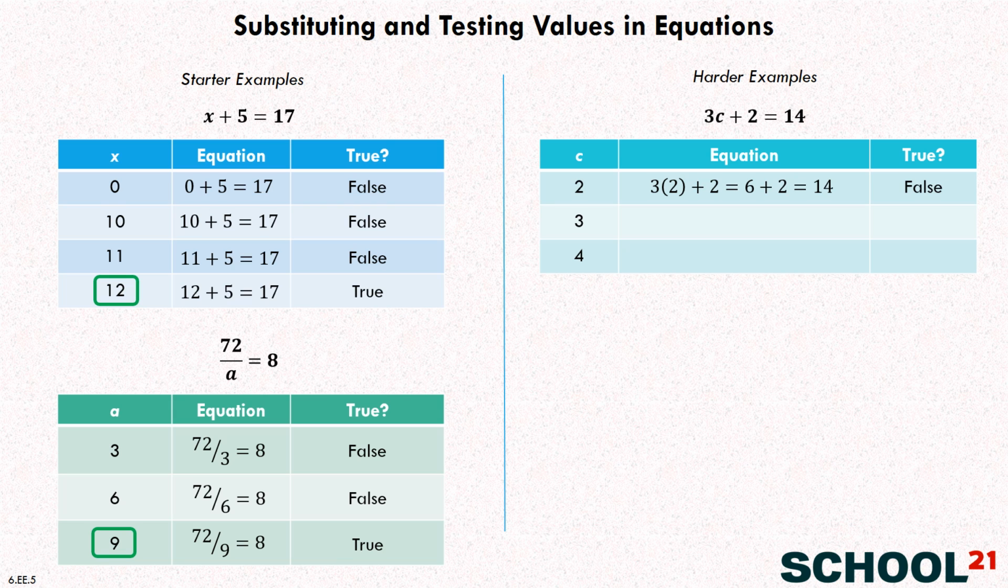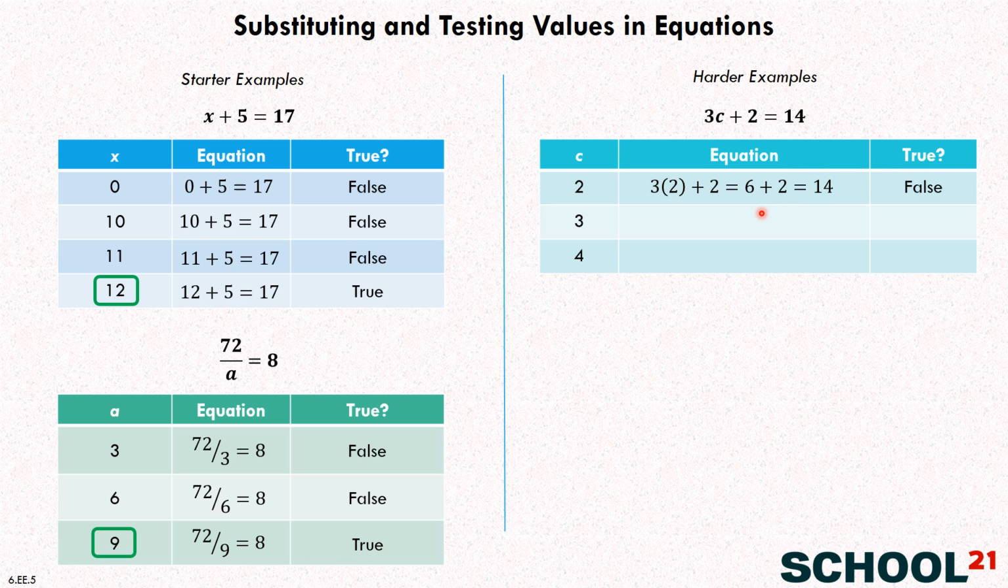So what I've done here is I've set up a very similar table where I have c here with some different values we're going to try. And then we're going to go ahead and substitute the value in. So here I've written, instead of 3 times c plus 2, I have 3 times 2 plus 2. And I wrote that that equals 6 plus 2, because 3 times 2 is 6. And 6 plus 2 equals 14. I wrote equals 14 because that's what the equation says. But we know that 6 plus 2 doesn't equal 14, so that's false, right?